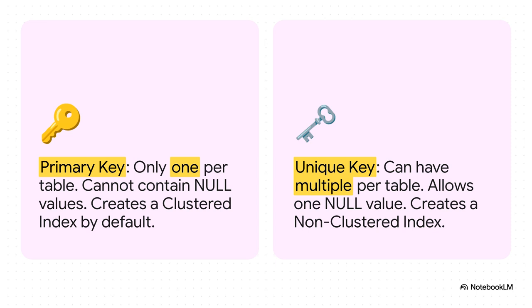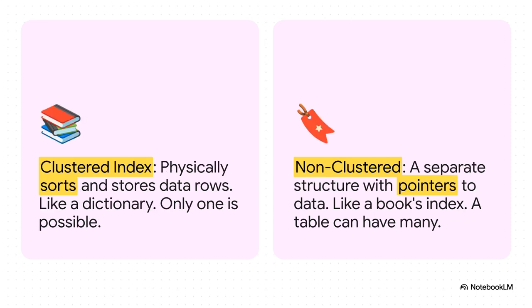See? Knowing the difference isn't about memorization. It's about seeing the pattern of how a database keeps itself organized. And that brings us perfectly to how the data is actually stored on the disk. A clustered index is like a dictionary. Think about it. The words are physically sorted alphabetically. You can't sort it two different ways at once, which is why you only get one clustered index.